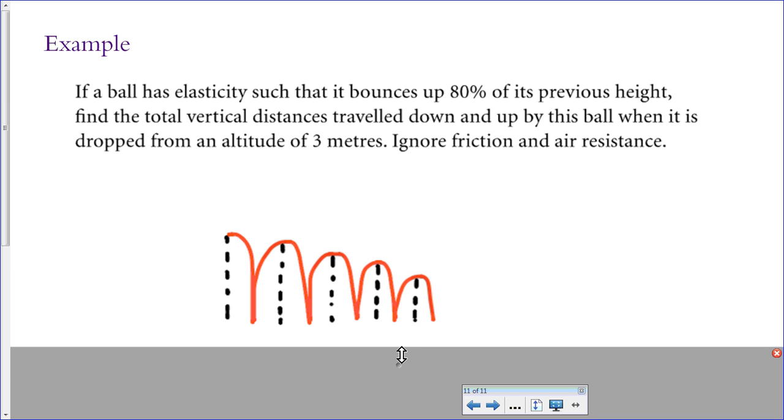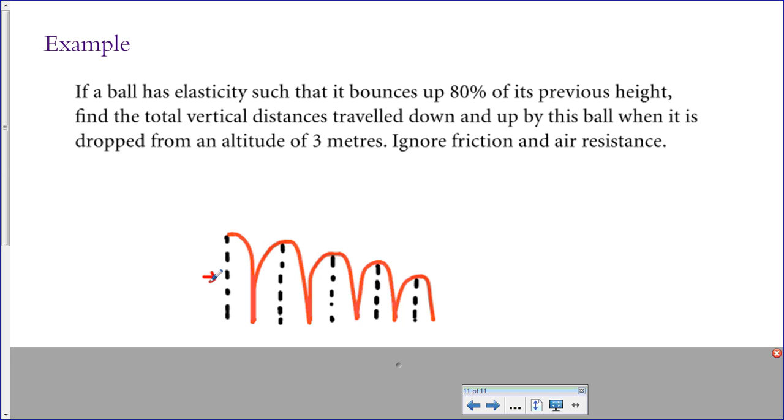So I drew a little visual of the ball bouncing. You can picture it being dropped from the top of the first red curve, and the vertical distances are indicated by the black dotted lines. So the first vertical distance traveled is the first dotted line here. But then each subsequent black dotted line, the ball travels up that distance and down that distance.